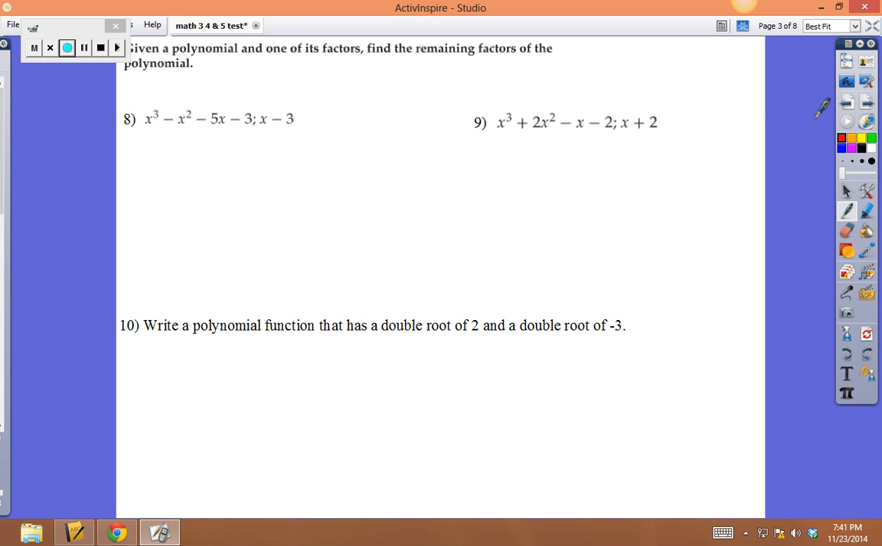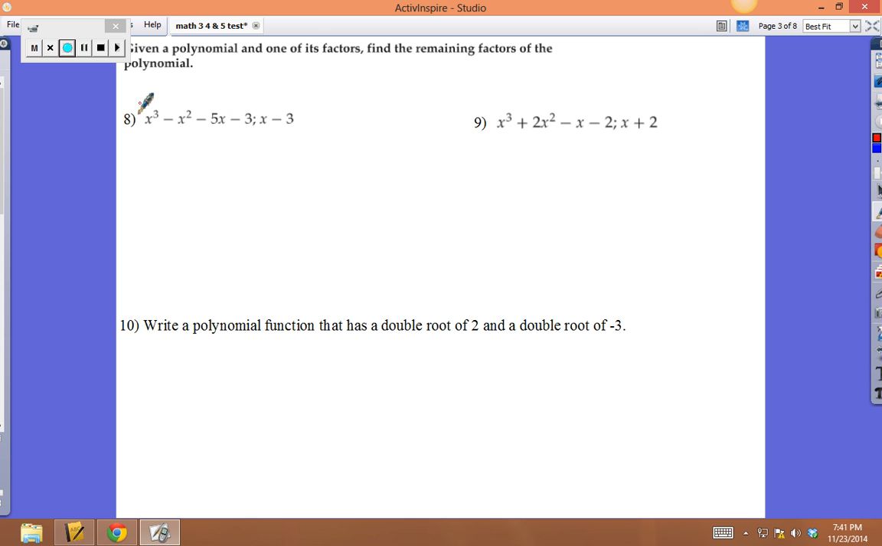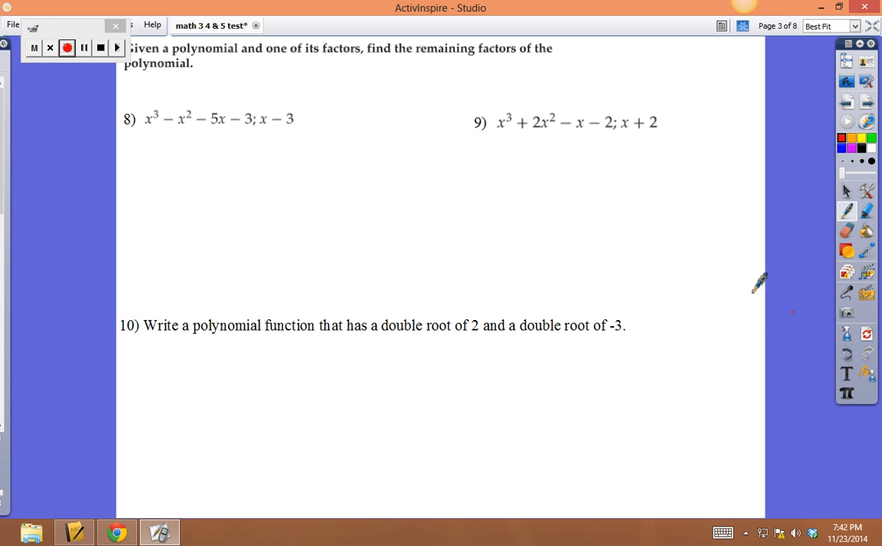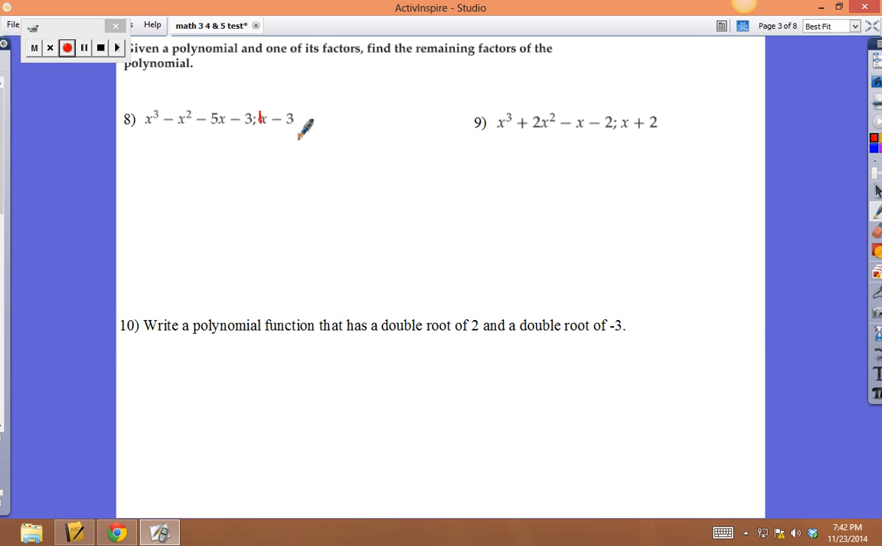Okay, 8, same thing. It's the answer. So if I give you 12, and one of the factors, I'm asking you this, 4 times what is 12? X minus 3 times what is x cubed minus x squared minus 5x minus 3. So to undo multiplication, you need to do division. 12 divided by 4, the answer you're after is 3. So you need to do division, and because this is a 1, I can use synthetic division.